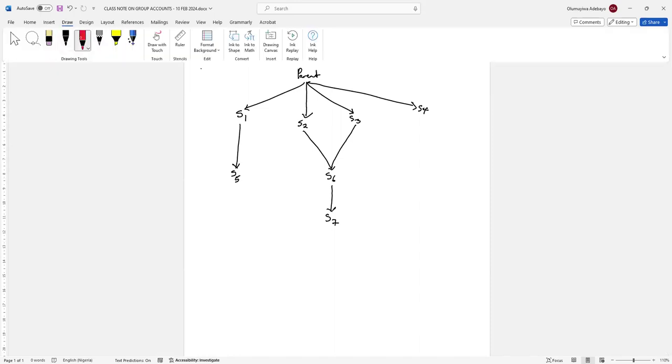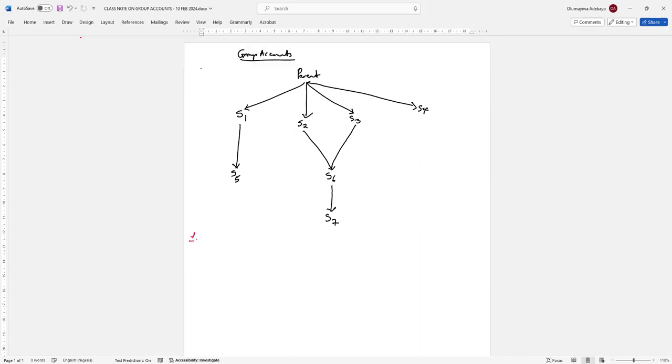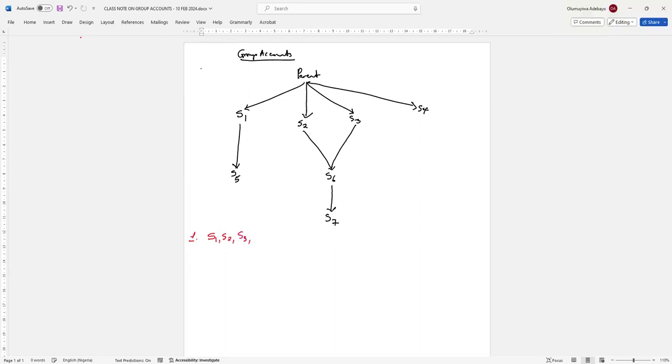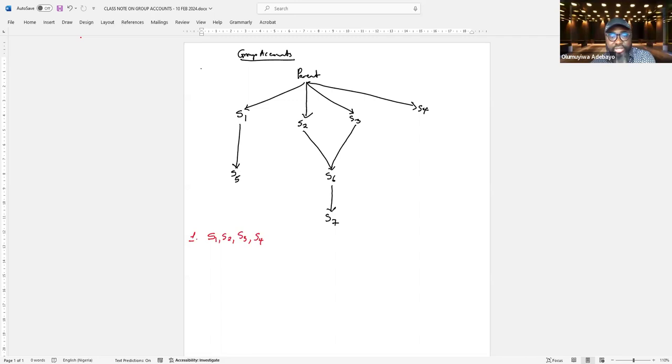Okay. Then subsidiary 7 is a sub-subsidiary to subsidiary 2 and subsidiary 3, because subsidiary 6 is more like its own parent. And it's also a subsidiary to the parent. Okay. Subsidiary 1, 2, and 3 are fellow subsidiaries of the parent. Is that correct?